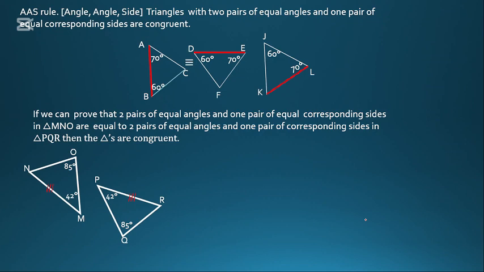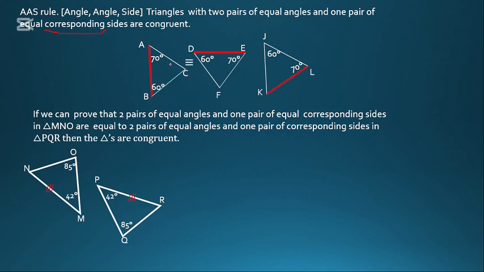The angle, angle, side rule. Triangles with two pairs of equal angles, two pairs of equal angles, and one pair of equal corresponding, matching sides are congruent. Now look at this. This is side AB, that is side DE. Then we have two angles. 70 corresponds with that 70, 60 with that 60.